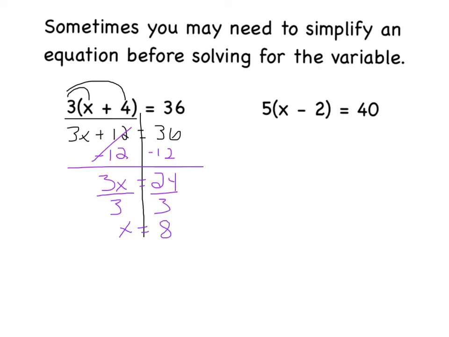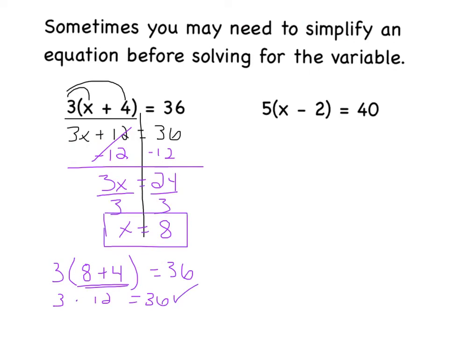And we still check it by plugging in what we think the variable is for the variable and seeing if it works. Order of operations tells us we have to do the parentheses first. So 8 plus 4 is 12, times 3 is 36. That checks out. So this is our answer.